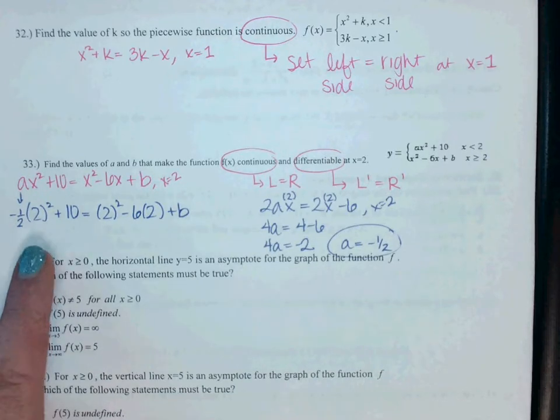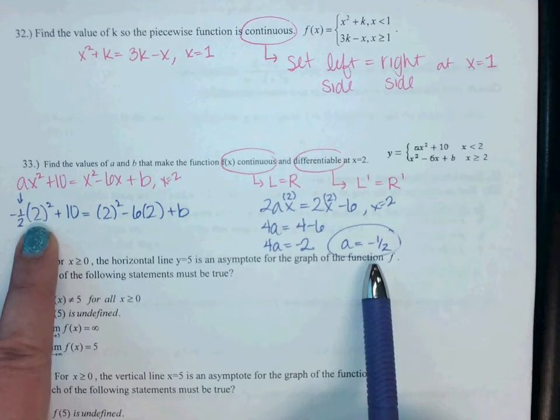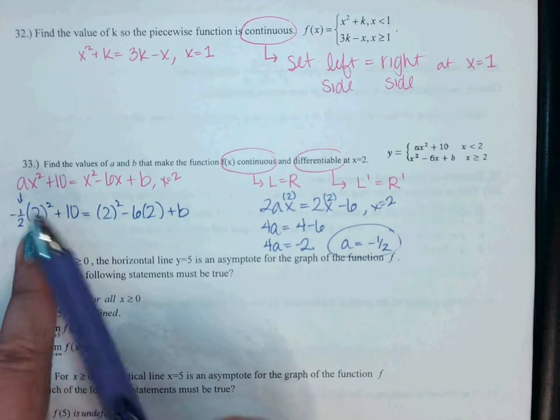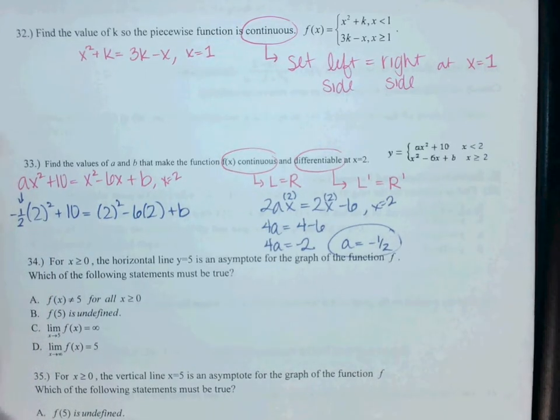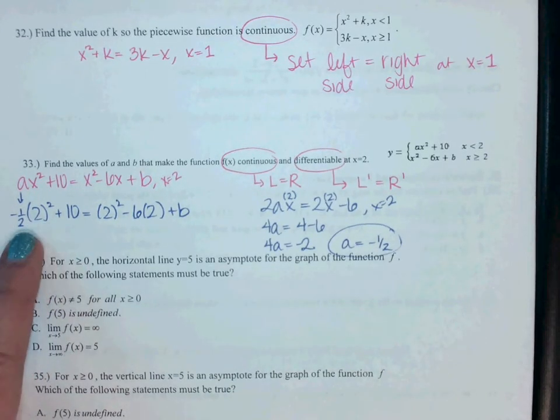What's 2 squared? Okay, can you tell me your question? So, negative a half I just found. That's why I put it where a was. And then all the x's I'm just subbing a 2 in. So what's 2 squared here? What's negative a half of that?